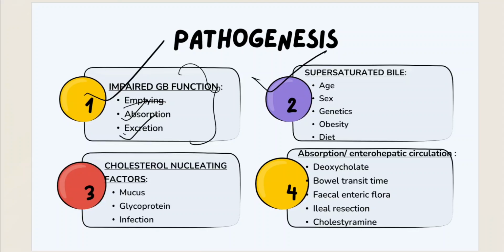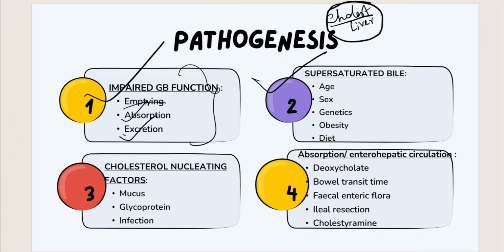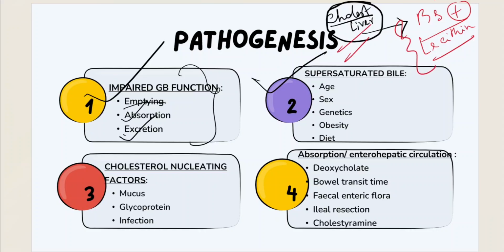Second precipitating factor is supersaturated bile. The main component of bile is cholesterol. Cholesterol, which is secreted in the liver, is basically insoluble. How is it made soluble? By bile salt plus lecithin. So the relative concentration of cholesterol to bile salt and lecithin is what makes cholesterol soluble. Bile salt plus lecithin to cholesterol is 25:1. This is the normal ratio.